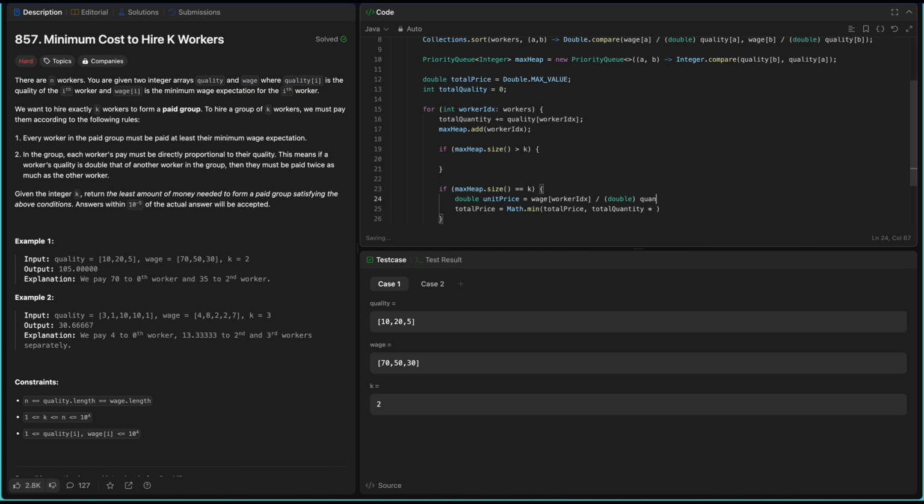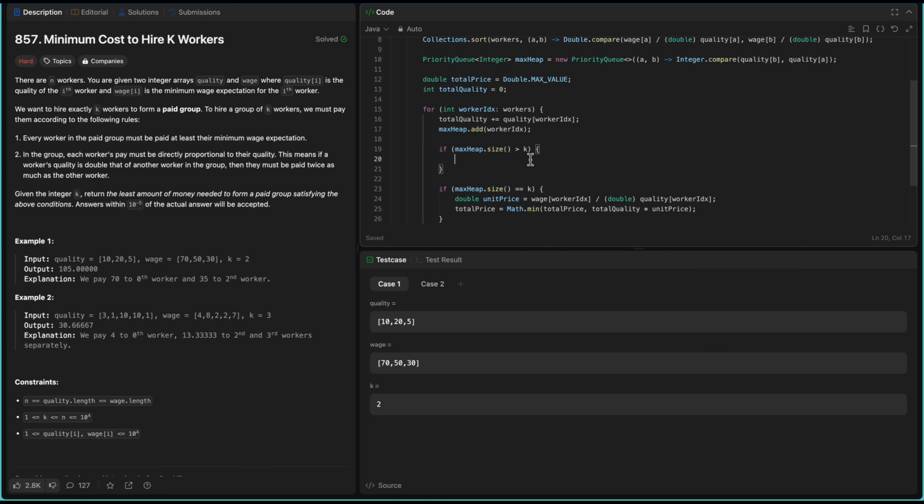quality of worker index. So it will go up a bit, but if this is minimum in total, then I think it's done. So once we have it, total quantity into the, sorry, total quantity, yeah, quantity or quality, I think you understand, right? So we can call it actually total quality here. So I should call it the same into the unit price. And once we have it, this will be our answer.